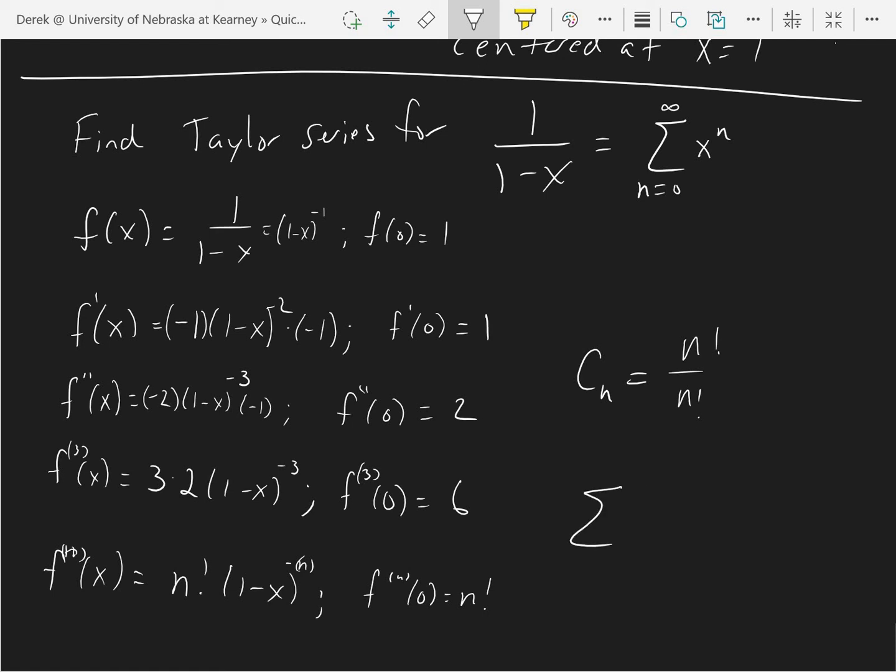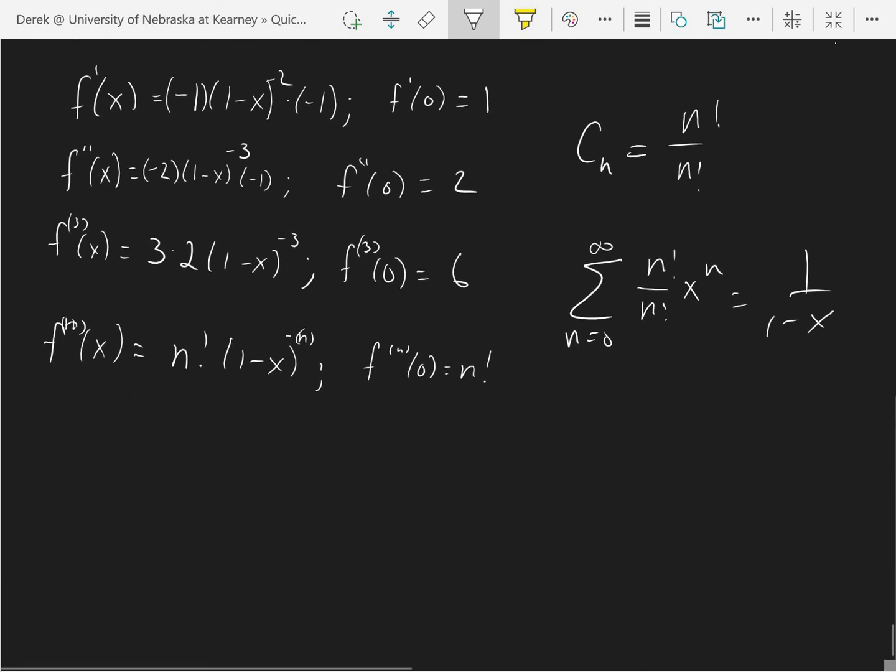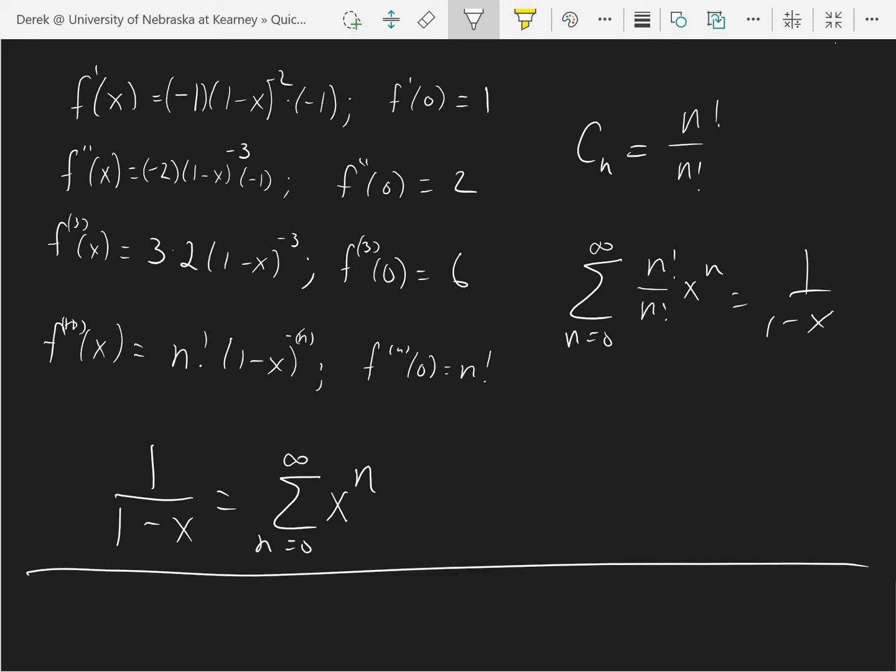And my summation would be n factorial over n factorial x to the n from n equals 0 to infinity. That's going to be your 1 over 1 minus x, which just works out to be 1 over 1 minus x equals the sum from n equals 0 to infinity x to the n. Okay, so those are some common power series, Taylor series that we will use to manipulate and work with in the next video to calculate some integrals or find Taylor series of other rational functions, other things that we might be interested in.